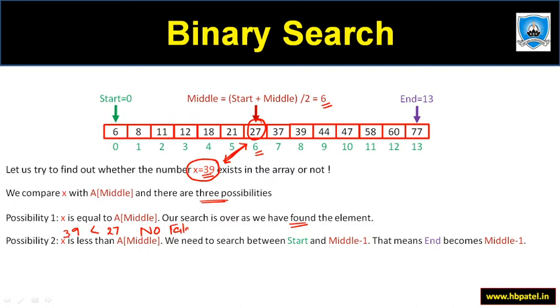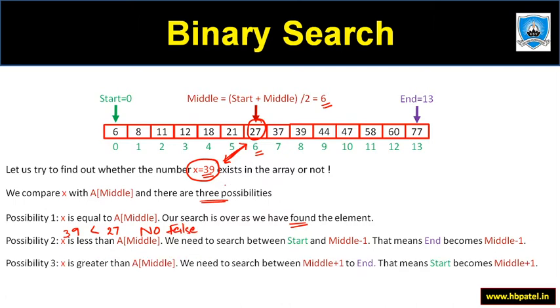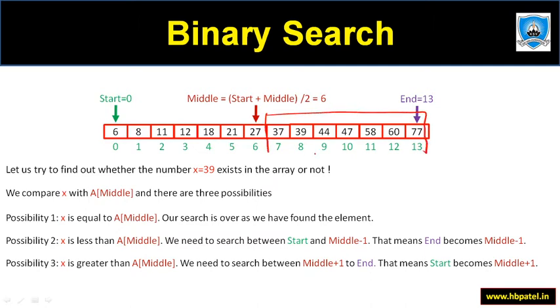All right, so we are not going to see, but this can be a possibility. And the third possibility, which is applicable to us, is 39 is greater than 27. Yes. So in that case, we know that all the elements in this direction will be less than 27. So there is no point in searching. So we will not be looking for this, but we will be looking for this only. So in this case, we will restrict our search to this only.